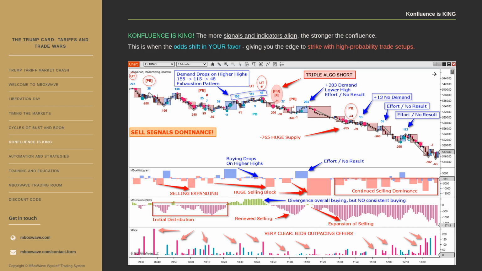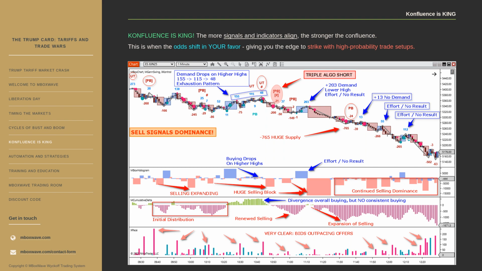We have a plus 13, no demand. That's a very weak number. We get to 55, guess what? That's more demand than the previous, but no higher high. It's an effort, no result. Keeps you in the trade. Plus 112 is even more demand than 55. No new high keeps you in the trade.